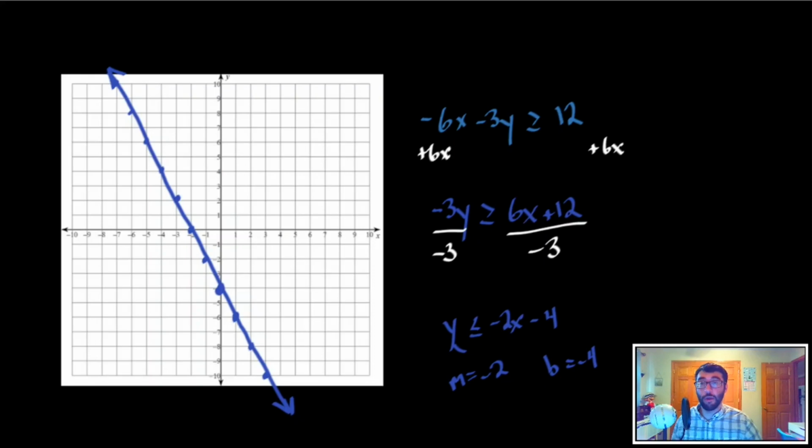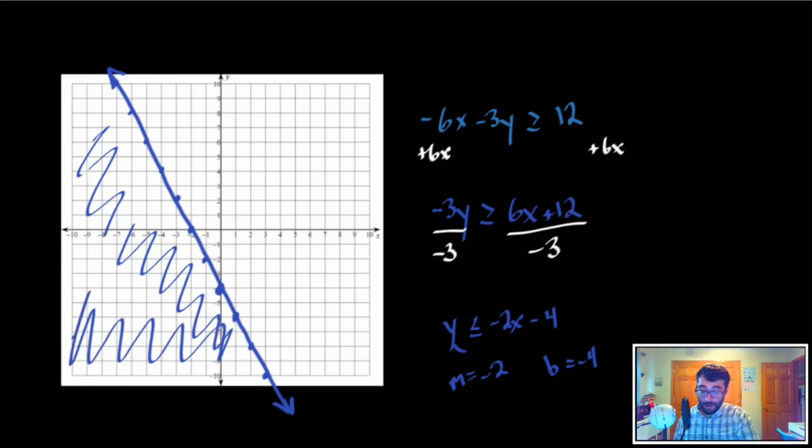All right, and now we've got to think about the shading. Well, once again, you can think about it in terms of, hey, is this less than or greater than? In this problem it is less than or equal to, which means I shade below. Less than, below; greater than, above. So below the line is going to be in here.